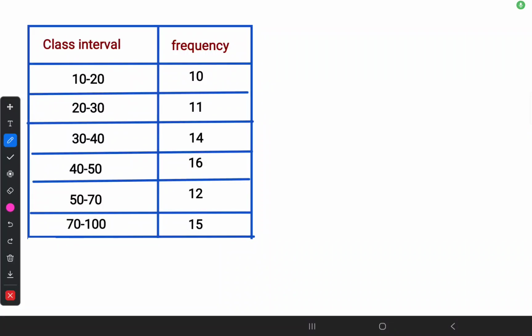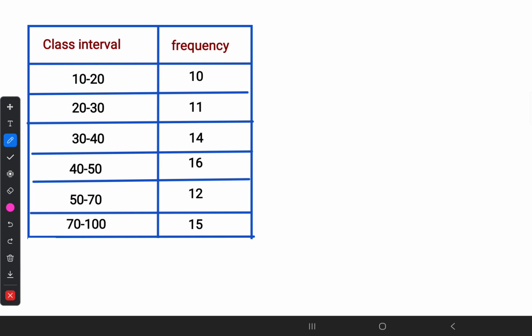Class intervals and frequencies were given. Accordingly, we have to plot our histogram. Before starting to draw the histogram, check whether the class intervals are continuous or not. Starting from 10, end up at 20. Okay, 20 to 30, 30 to 40, 40 to 50. But look at here, it is not 50 to 60.